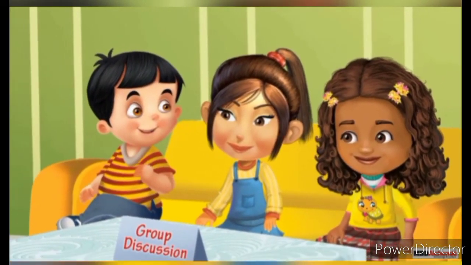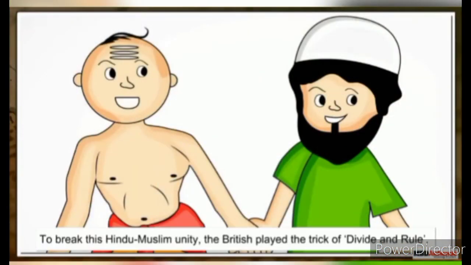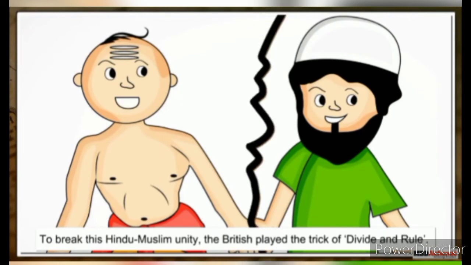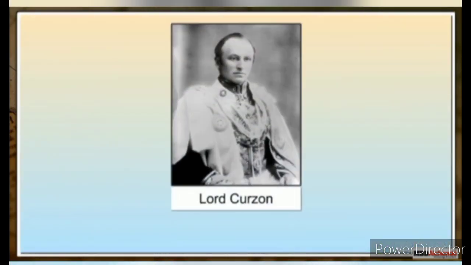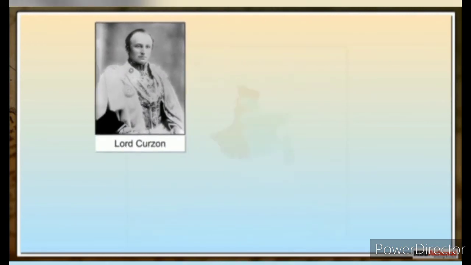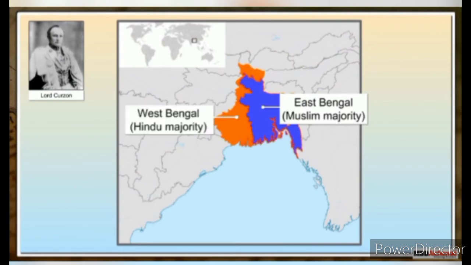That's good, Sophie. Let me add my points to your points. To break this Hindu-Muslim unity, the British played the trick of divide and rule. The then Governor General, Lord Curzon, divided Bengal into two parts, East Bengal and West Bengal in 1905. East Bengal had the Muslim majority, while West Bengal was a Hindu majority part of Bengal.